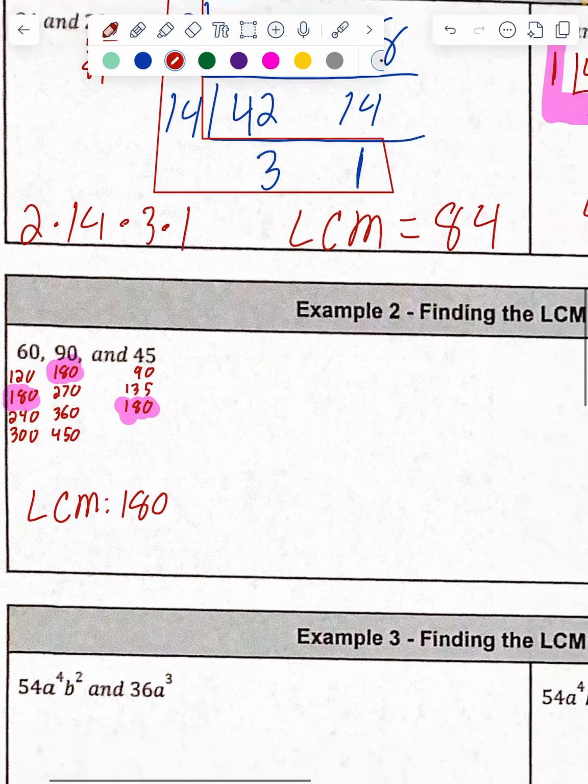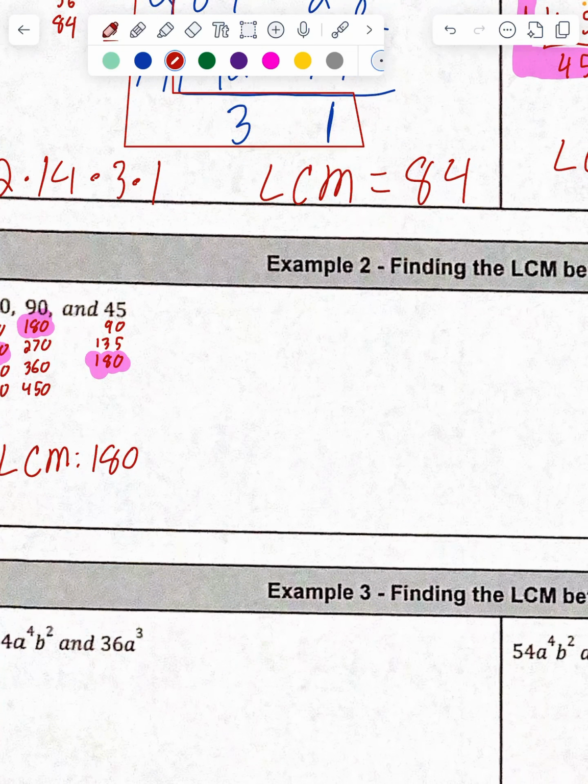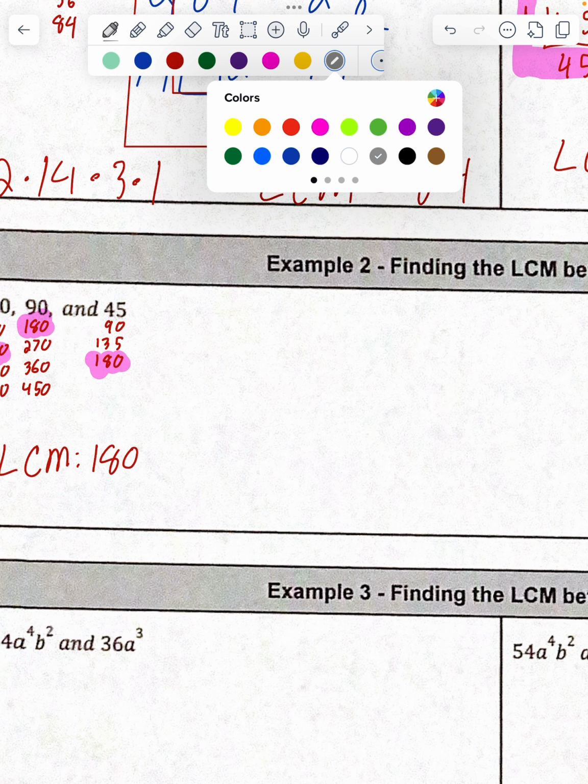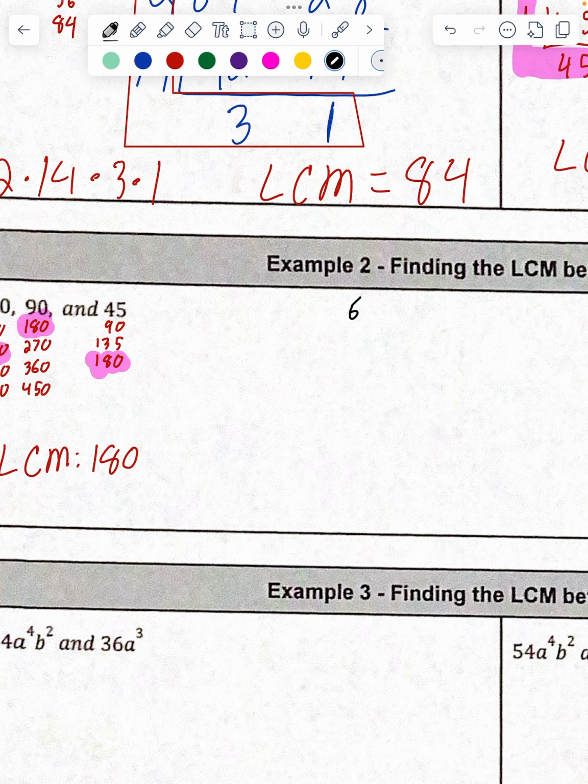And if you want to stop there, go ahead. Feel free to skip this next part. If you want to do it with the ladder method, I will show you. So for ladder, let's use black. We have 60, 90, and 45. We break this down. I think we might all be able to see that a 15 goes into each one of these right away. 15 goes into 60 4 times. 15 goes into 90 6 times. And 15 goes into 45 3 times.